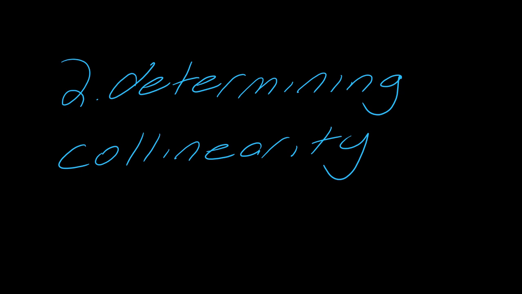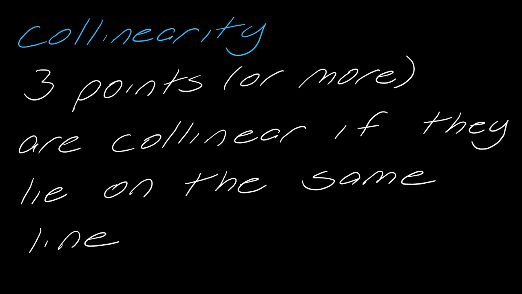Now, there's one other way that you can use the distance formula, and that's determining collinearity. Of course, the natural question is, what is collinearity? So 3 points or more are collinear if they lie on the same line. Collinearity is a related word, so it just means the idea that they all lie on the same line.